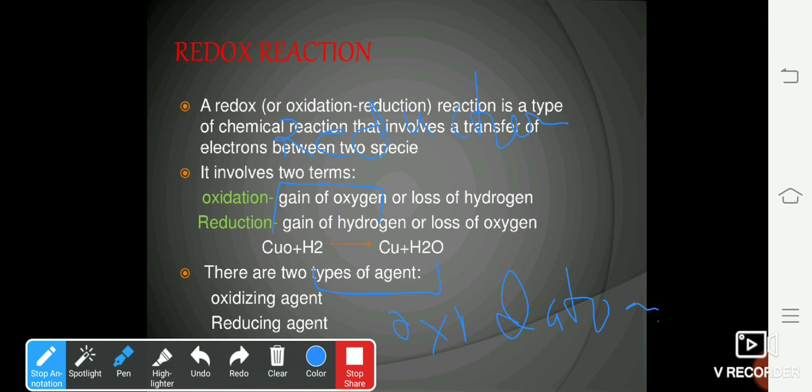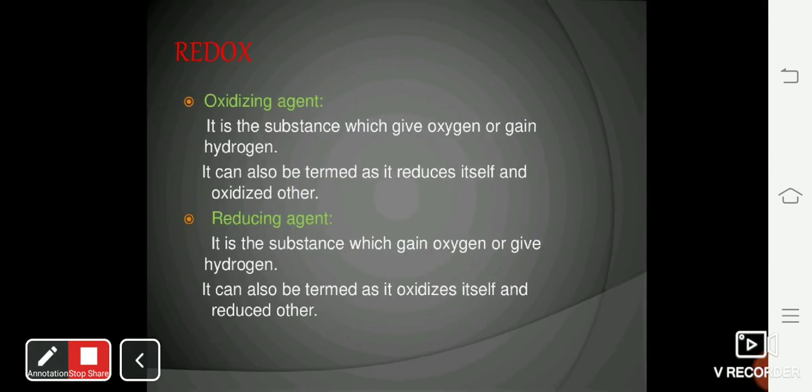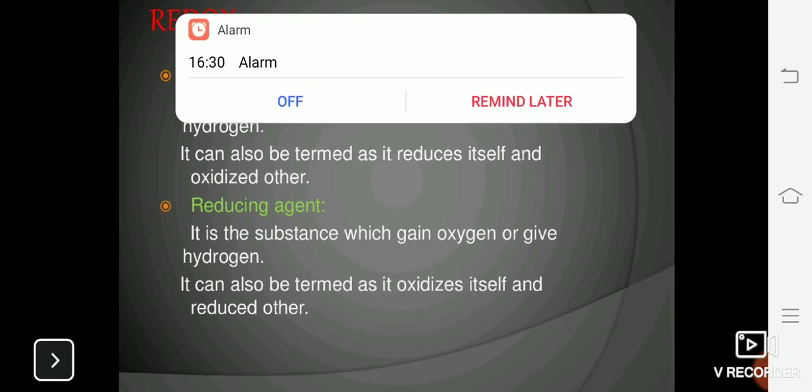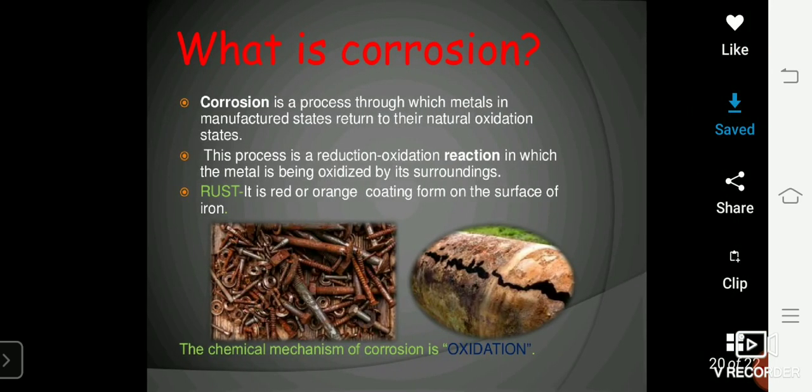So I believe, guys, you are clear with the concept of oxidation, reduction, oxidizing agent, and reducing agent. Go through your textbook. You can clearly see the definitions mentioned here. Oxidizing agent is a substance which gives oxygen or gains hydrogen. It can also be termed as it reduces itself and oxidizes other. Whereas reducing agent is a substance which gains oxygen or gives hydrogen. It can also be termed as it is oxidized itself and reduces other.